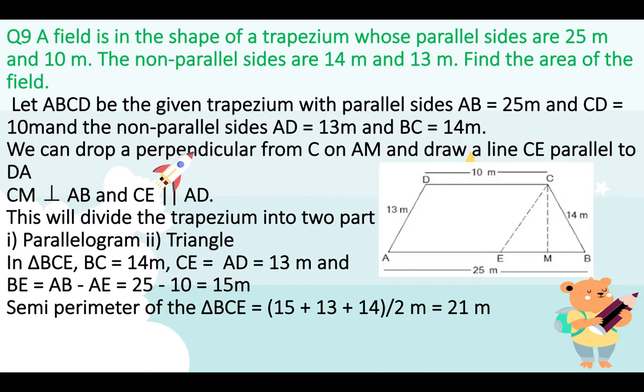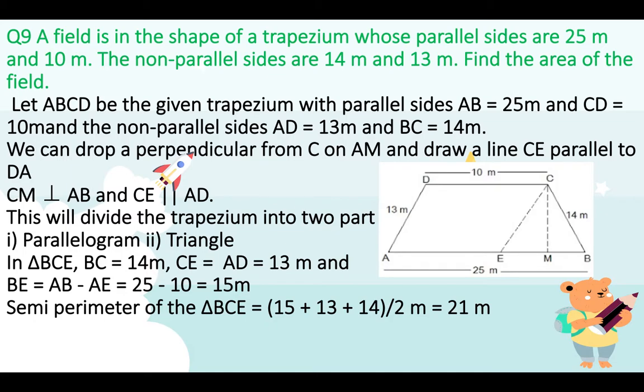So in triangle BCE, I have the measurement of one side, that is CE, as 13 meter, other side, that is BC, as 14 meter, and EB. Now what is the length of EB? Can you tell me? If length of DC is 10 meters, then the length of AE will be equal to how much? My whole AB is given. AB is given as 25 meters. Okay. DC is given as 10 meters.